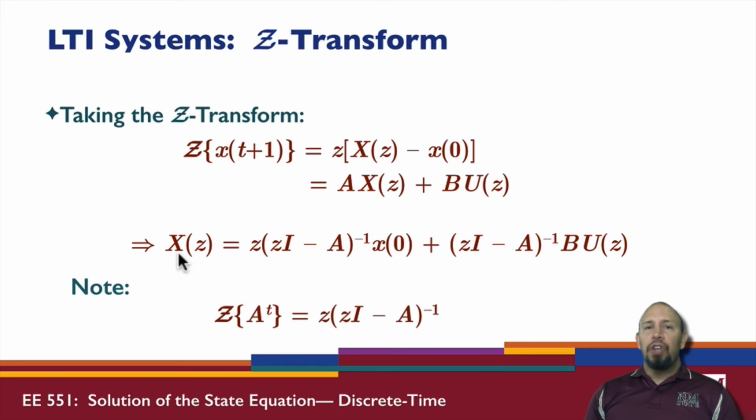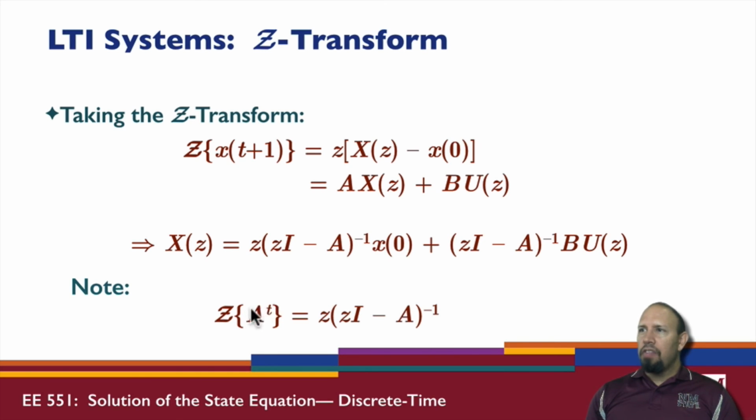If I take the inverse Z transform of this expression, and if I assume 0 input, that is, if I'm only looking at this term, this is the natural response of my system. This is the forced response of my system. And now I have it in the Z domain. So the inverse Z transform of this expression we know is A to the power t. And so we have this relationship.